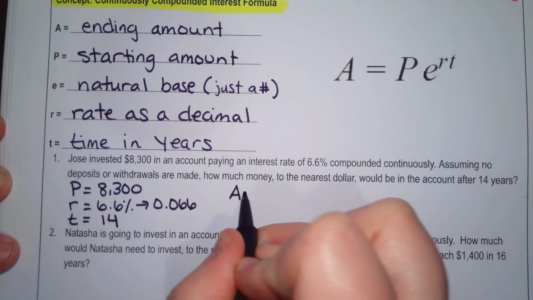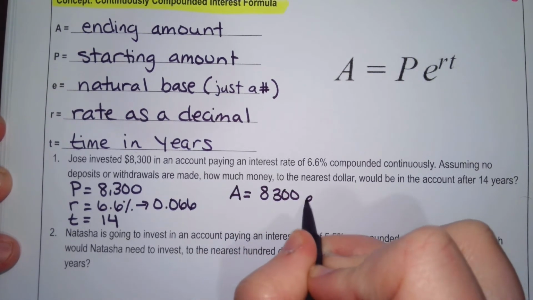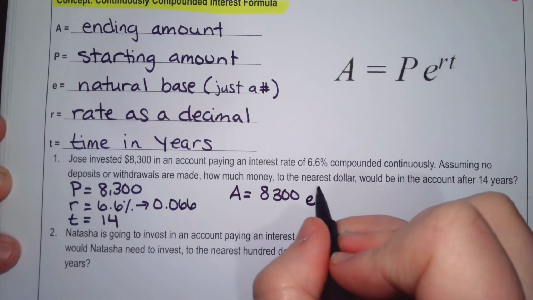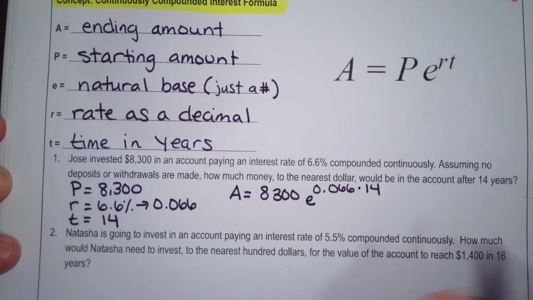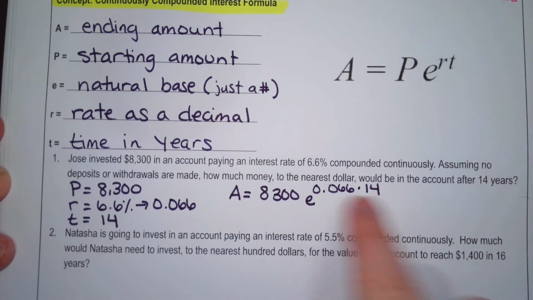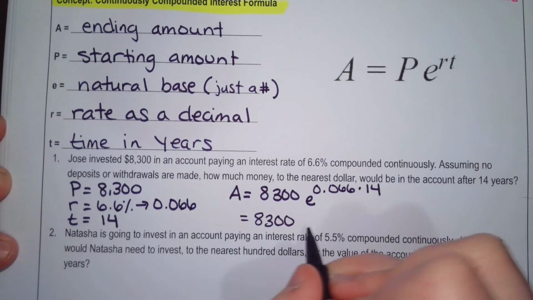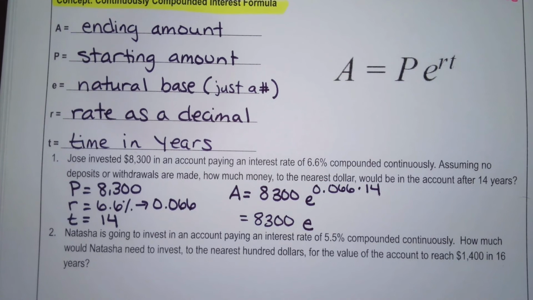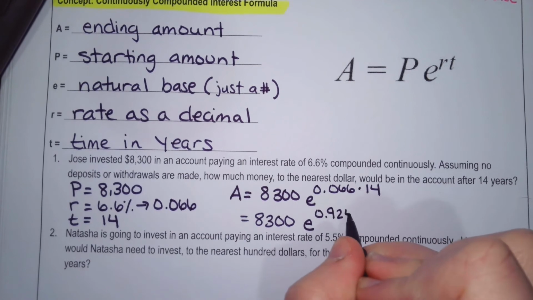So we have A is equal to 8,300 E to 0.066 times 14. This one, we only need to simplify the exponent. So 8,300 E, so 0.066 times 14 is 0.924.